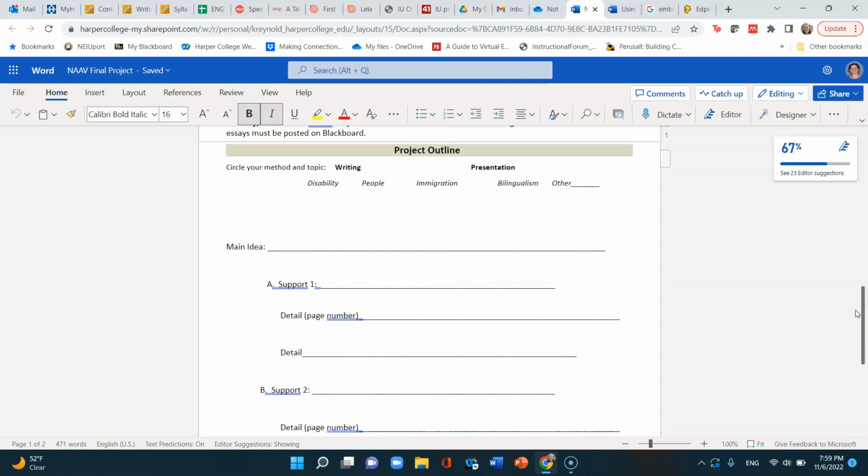It's not necessary to write the whole essay or prepare the whole project for the 29th. It's only necessary to write the main idea and 3 supporting ideas. So now I'm going to tell you a little bit about how you're going to write that. First, on the top of the page, you need to circle whether you're doing writing or presentation, and then circle your topic. So remember, if you have another idea for a topic, you can also let me know about that, okay?